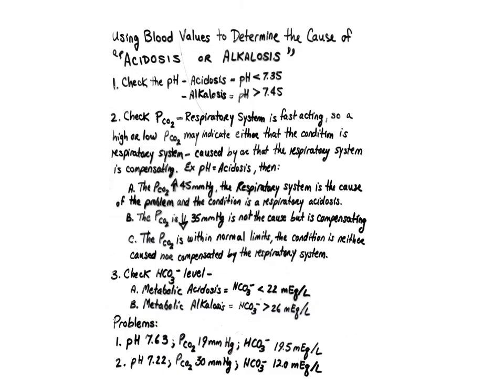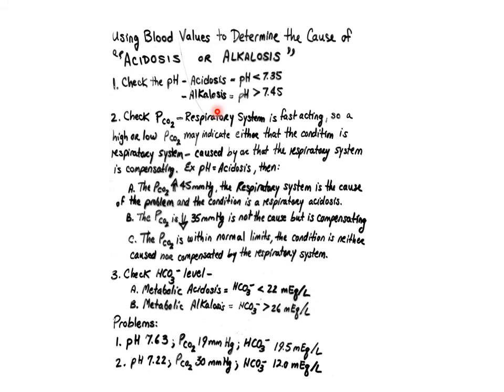So using blood values to determine the cause of acidosis or alkalosis, the first thing you do is you check the pH. And if the pH is below 7.35, you know the problem is acidosis. If the pH is above 7.45, then you know the problem is alkalosis. So then, usually you're given three values. You're given the pH, the CO2 level, and the bicarb level.